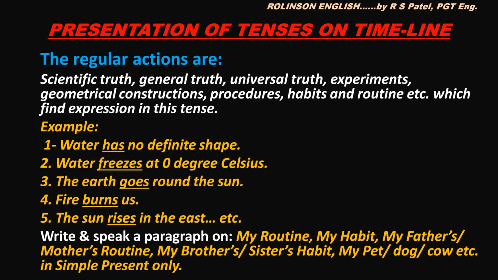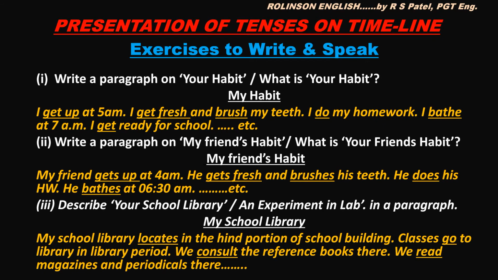Now write and speak a paragraph on my routine, my habit, my father's or mother's routine, my brother's or sister's habit, my pet, dog, cow, etc. That too in simple present only. Okay, let me do one or two exercises for you. Here, the first one is: write a paragraph on your habit. What is your habit? Then let us see how you can write or speak using only one tense.